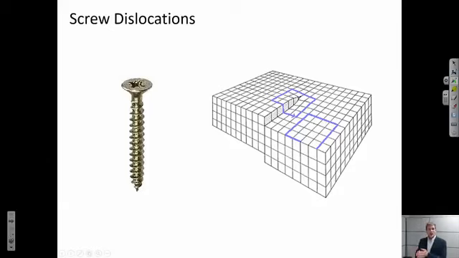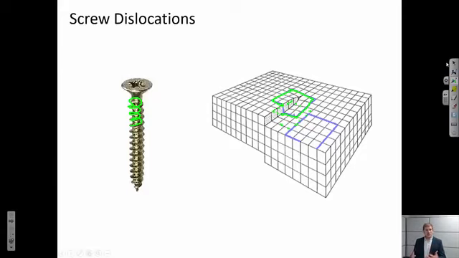Instead of having an extra half a plane, the lattice itself is sheared, so part of that lattice is offset by a bit relative to the other part of the lattice. It gets its name, a screw dislocation, because if we start at one point on the crystal lattice and we walk a path around, we end up immediately below that point. And if we continued to do that, we would end up below that point again, and so on and so forth. So it follows the helical path of a screw.